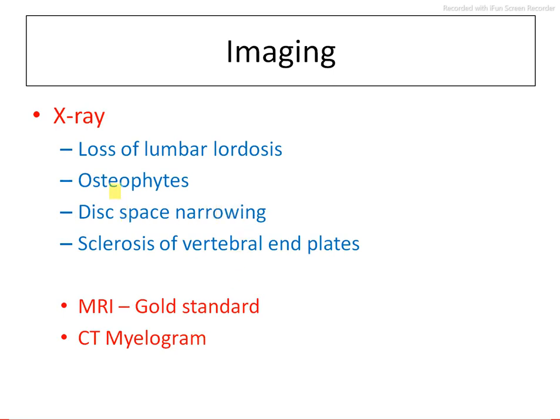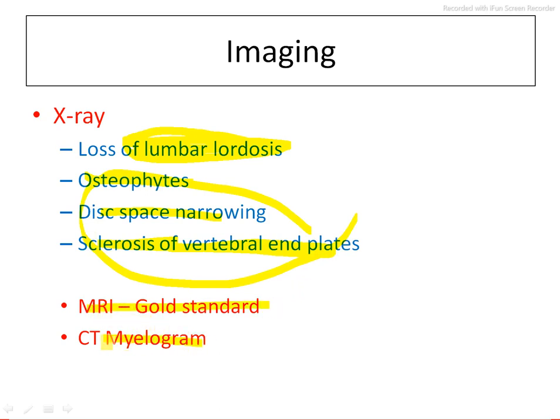So on imaging, because of disc prolapse, what happens? Your paraspinal muscles go into spasm, and because of that, there will sometimes be loss of lumbar lordosis in the X-ray. And osteophytes, disc space narrowing, sclerosis of vertebral plates, these features can be found in degeneration of the disc. And since degenerative changes precede the disc prolapse, these features can be seen. MRI is the gold standard, and when MRI is contraindicated, you can go for CT myelogram.